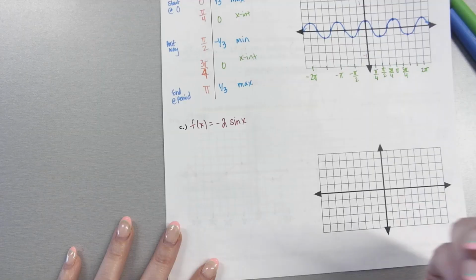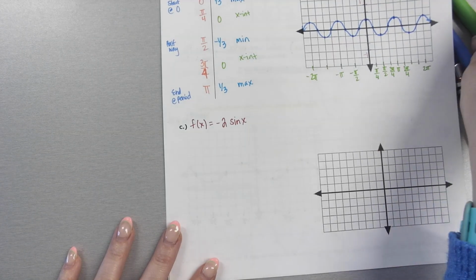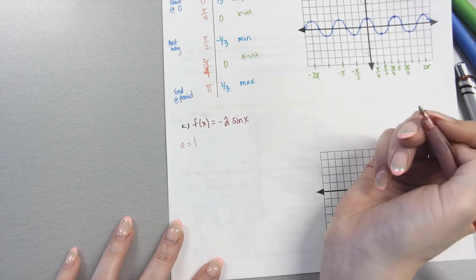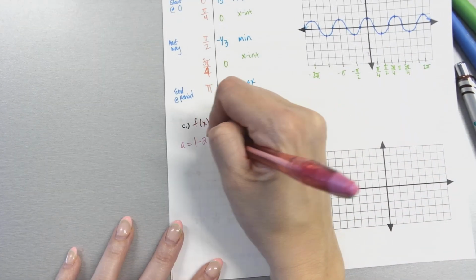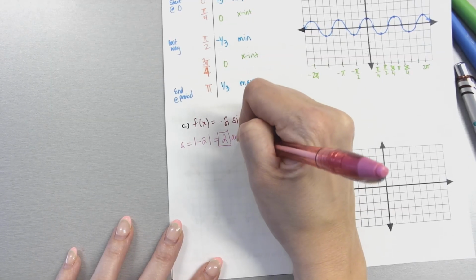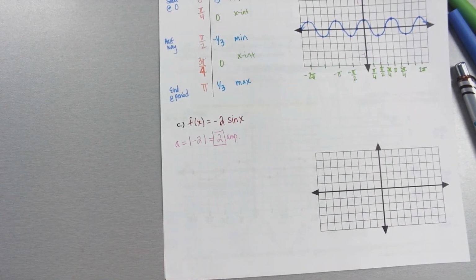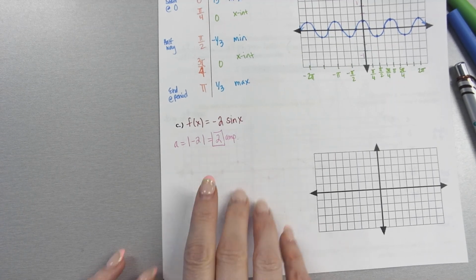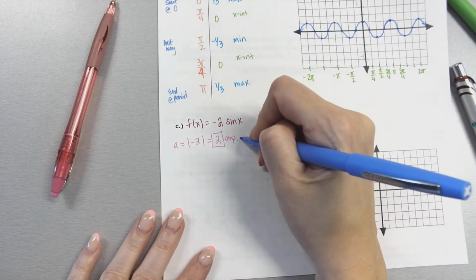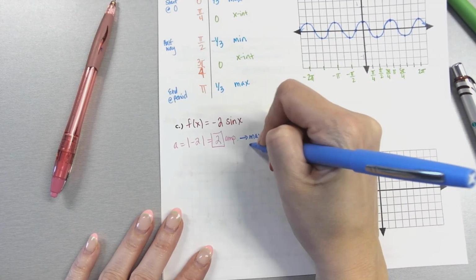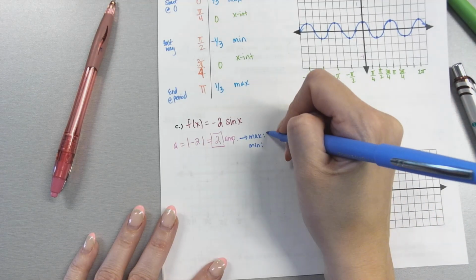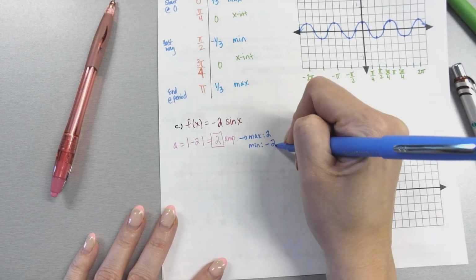Okay, so you're always finding your amplitude and your period first. Your amplitude, remember, is the absolute value. So the absolute value of -2 is 2. So this is your amplitude. When you're doing this on your own, this is what you're going to be doing first. You're going to find your amplitude, and then tell yourself, if that's my amplitude, what's my max? What's my min? Max is 2, min is -2.